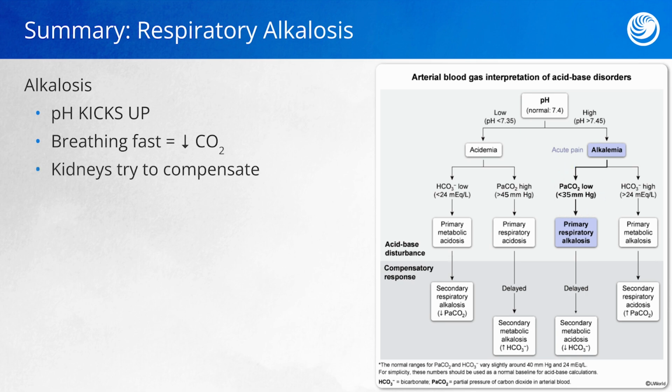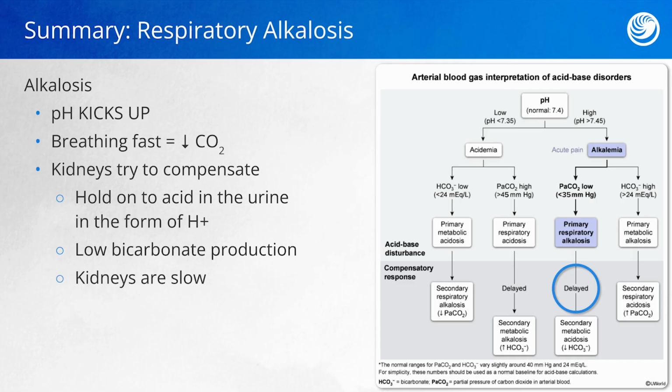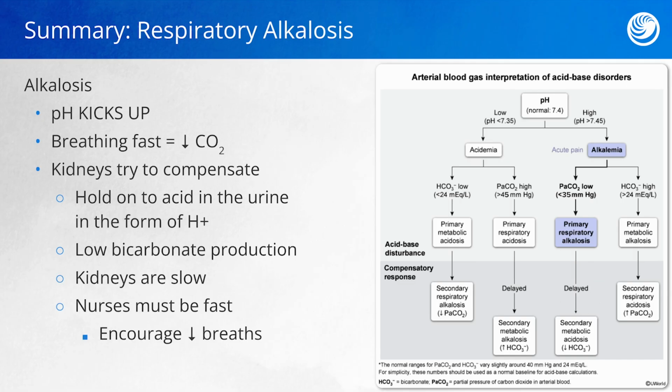How are the kidneys going to try to compensate? They're going to hold on to acid in the urine in the form of hydrogen. We're going to stop making bicarb, which is a base. And remember, the kidneys are slow, so nurses have to be fast. We're going to encourage our patient to reduce their breaths, slow down breathing if they're awake. If our patient is on a ventilator, then that respiratory therapist is going to come in the room and turn our patient's respiratory rate down, bring them back to acid balance, which is 7.35 to 7.45.